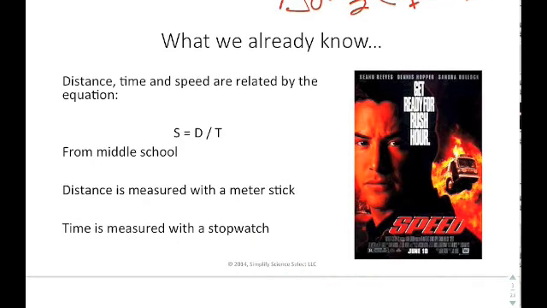So now, what we know. We already know that distance, time, and speed are related by the equation s equals d over t. That's an equation that you learned from middle school, and you should be familiar with it as well. The faster you go, the more distance you cover in the same amount of time. You should also be familiar that distance is measured with a meter stick and time is measured with a stopwatch.